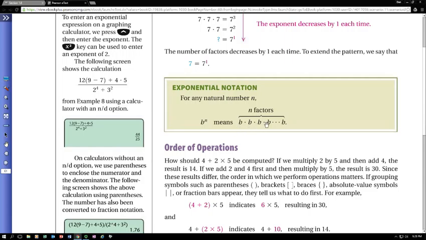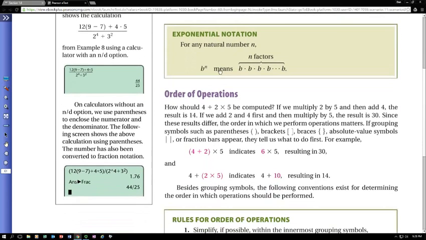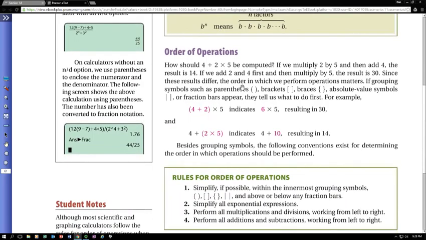Remember, factors are parts of a multiplication, and you'll count the number of times it's multiplied, and that'll equal your exponent n. Now, order of operations we're going to cover again because we haven't had exponential stuff yet. And where does that fit in that PEMDAS, or the mnemonic to talk about order of operations?